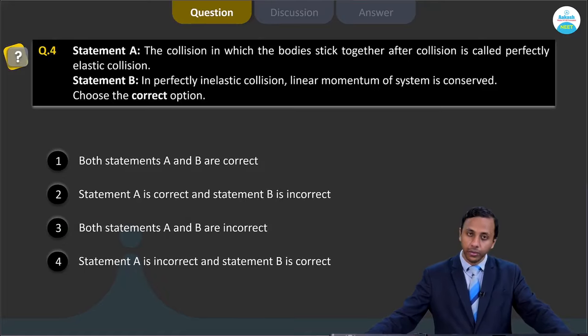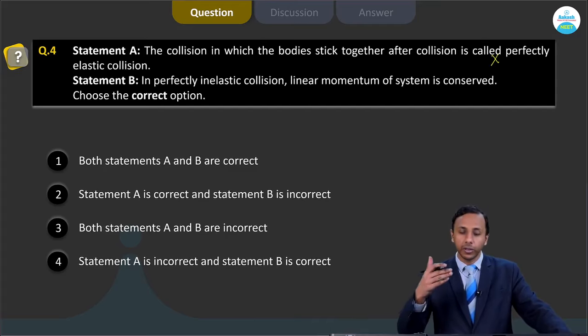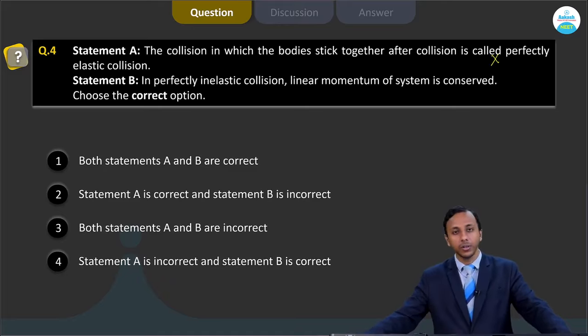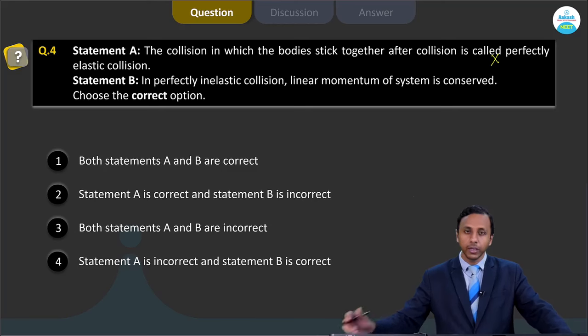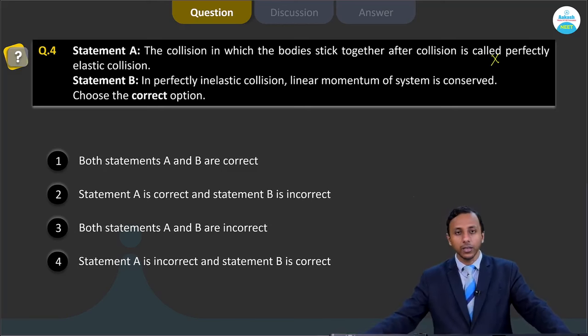Coming to question 4 now, it's a statement based question. This one says, statement A, the collision in which the bodies stick together after collision is called perfectly elastic collision. So this is a wrong statement, because a collision in which the bodies stick together, such a collision is called perfectly inelastic collision, right? And also remember that in both collisions, elastic collision or inelastic collision, the momentum will remain conserved.